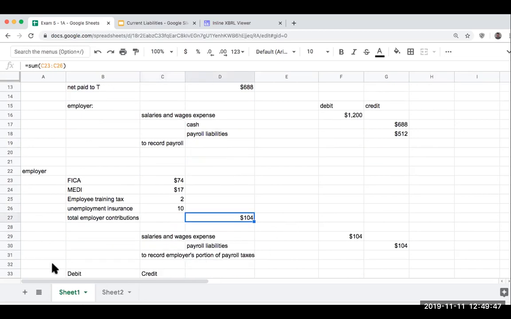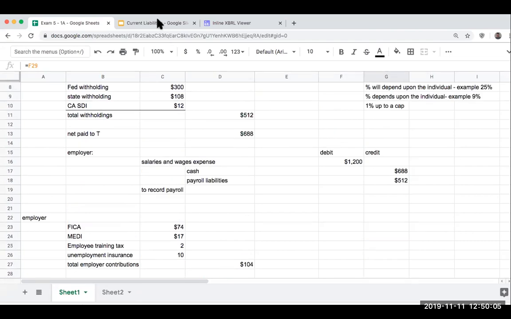So right over here, on behalf of this employee, I'm going to be debiting salaries and wages expense. This is for the employer portion of the payroll liabilities. Then I'm going to go over here and credit payroll liabilities.